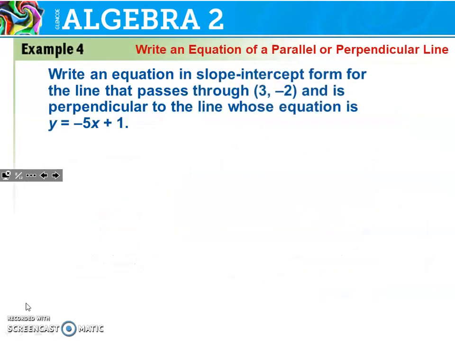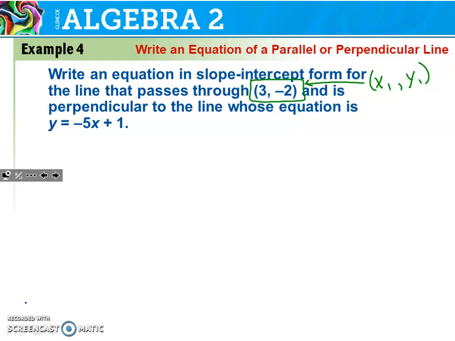All right, now the question that's going to deal with point slope form is, they are going to ask you to write an equation in slope-intercept form for the line that passes through (3, -2) and is perpendicular to the line whose equation is y equals negative 5x plus 1. The reason we can use point slope form on this is they have given us a point. So we know what our x sub 1 is, and we know what our y sub 1 is.